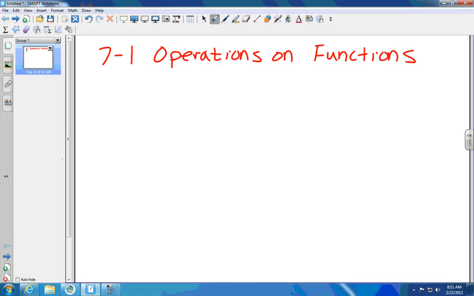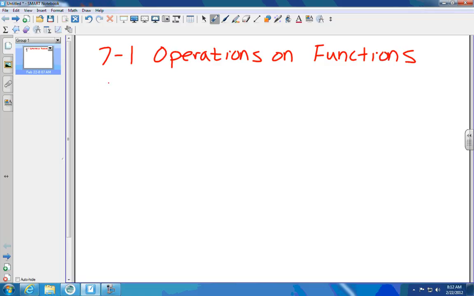And the title of the lesson pretty much sums it up. Operations. Add, subtract, multiply, and divide functions. So the stuff in this section, except for the very last part that we'll do, you've done before. Just going to look a little different. But you've added functions before.